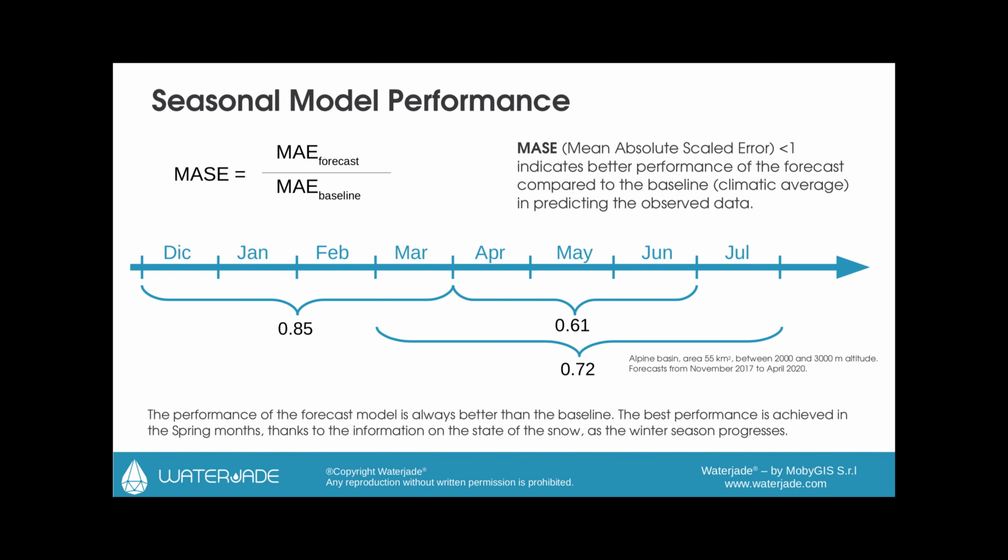To evaluate the performance of the model, we use the MASE, that is the ratio of the mean absolute error of the forecast and the baseline, where the baseline is the climatic average. MASE being less than 1 means that the forecast is performing better than the baseline. You can see that the performance is always better than the baseline, and the best performance is achieved in the spring months, thanks to the improved information given by the snow.